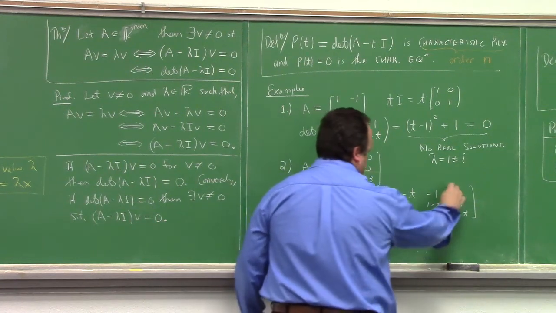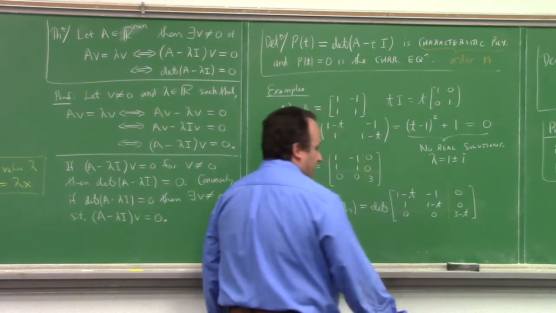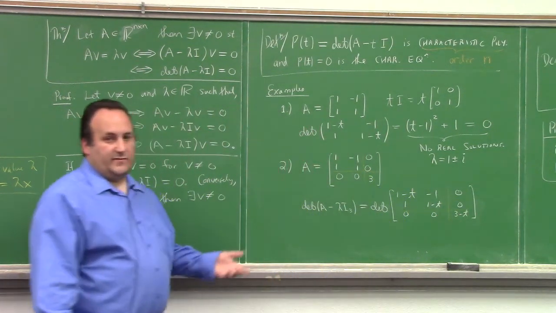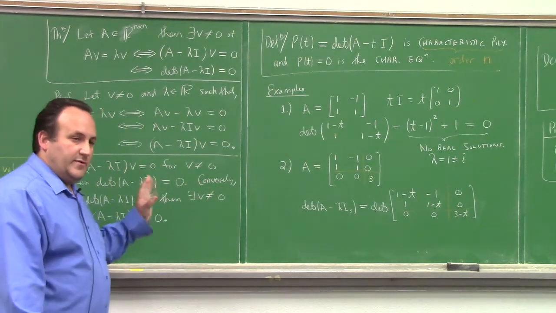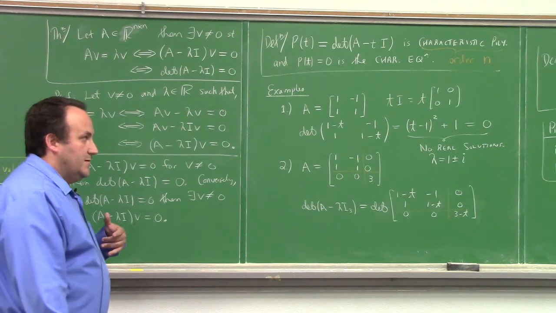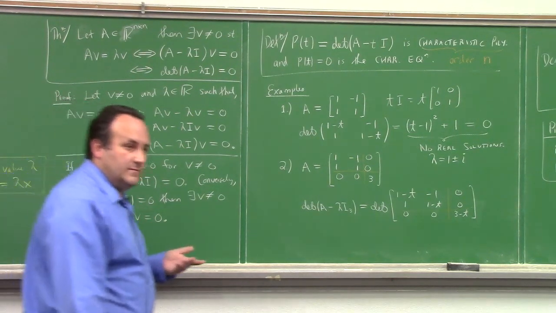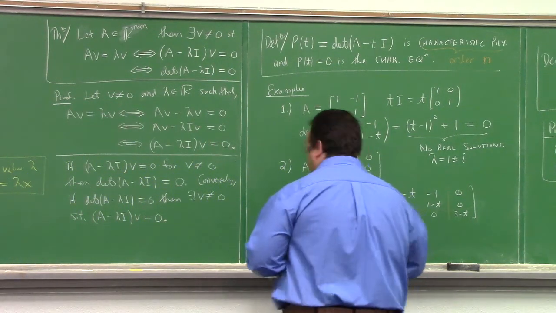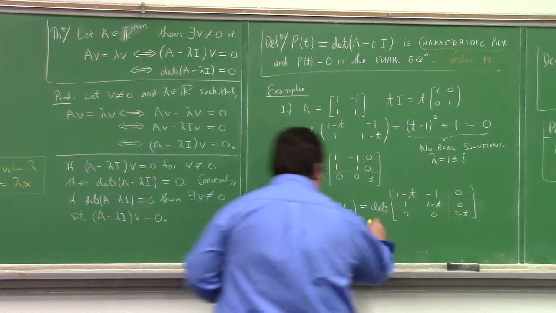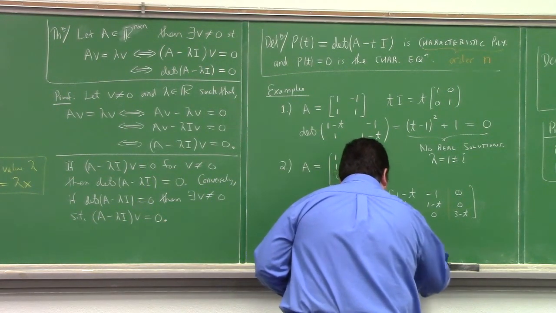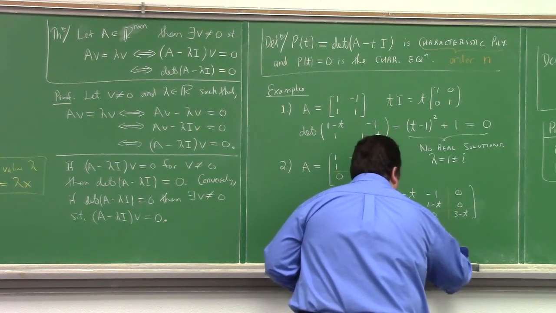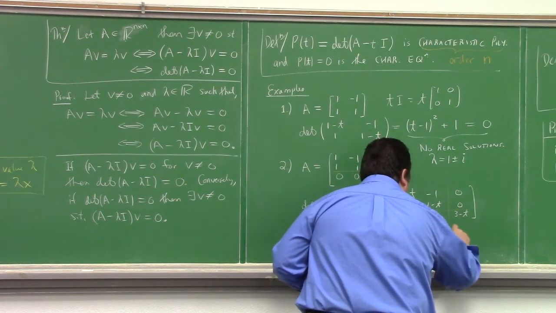What I was arguing was that when you have the determinant of a block matrix, it's the determinant of the blocks multiplied. So the determinant of the upper block, we already know. It's (t minus 1) squared plus 1, and then times (3 minus t).